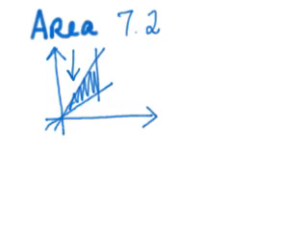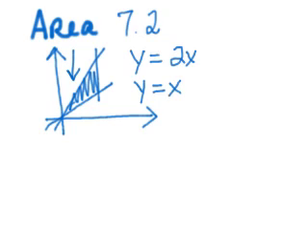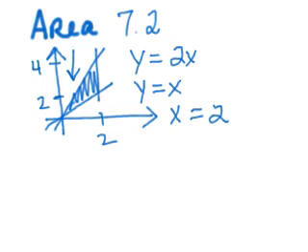And in this case, I'm going to call the top one y is equal to 2x, and the bottom one y is equal to x. And we also have x is equal to 2 as our vertical line. Now that means that if we're looking along the y-axis, this is 2 and this would be 4 if you substitute that 2 into each of those equations. And then this is 0.